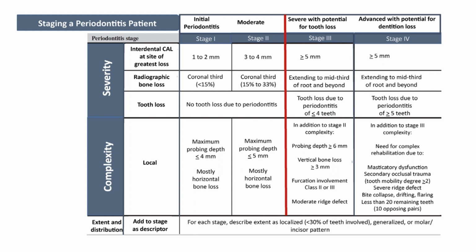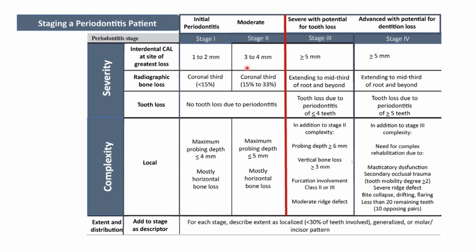In stage 1 and 2, we have clinical attachment loss less than 5 millimeters and bone loss in not more than the coronal one third of the tooth. And very important, no tooth loss due to periodontitis, right? In stage 3 and 4, we have attachment loss of 5 millimeters or more, or bone loss extending to the mid third of the root and beyond, and we have a history of periodontal tooth loss, right?